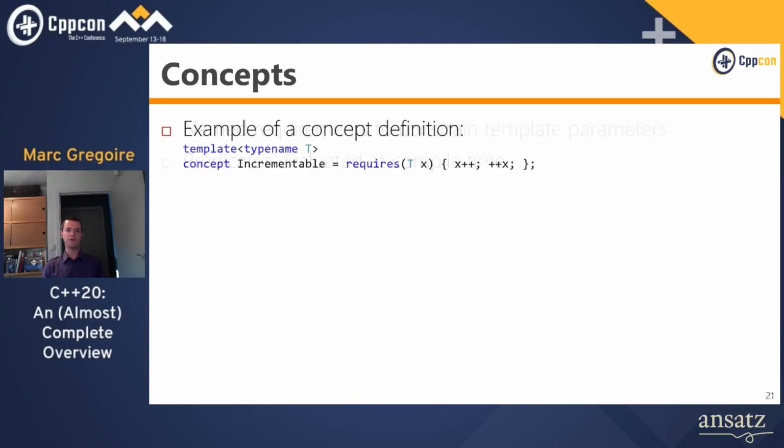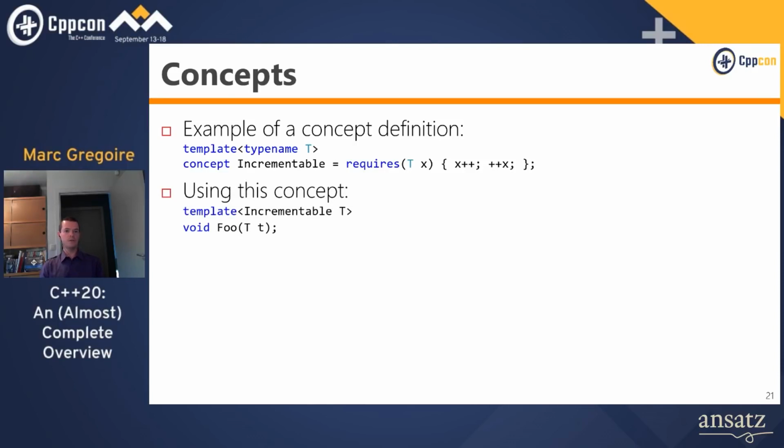Let's have a look at how we can create a simple concept. Here I'm creating a concept called incrementable, and I'm requiring that a type T supports both the postfix and prefix increment operations. So what this statement says is basically that for a type T, x++ and ++x should compile. So this is not code that will be executed at runtime. This is code that is evaluated at compile time.